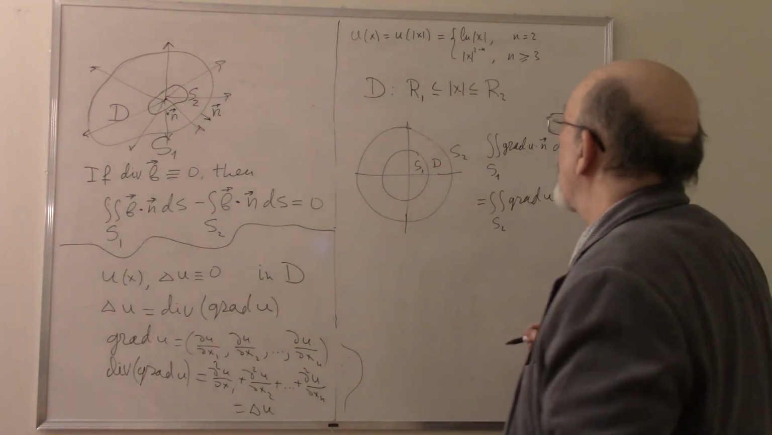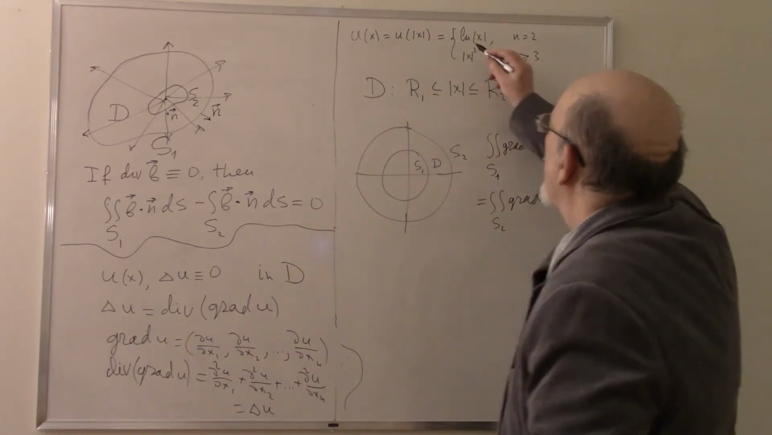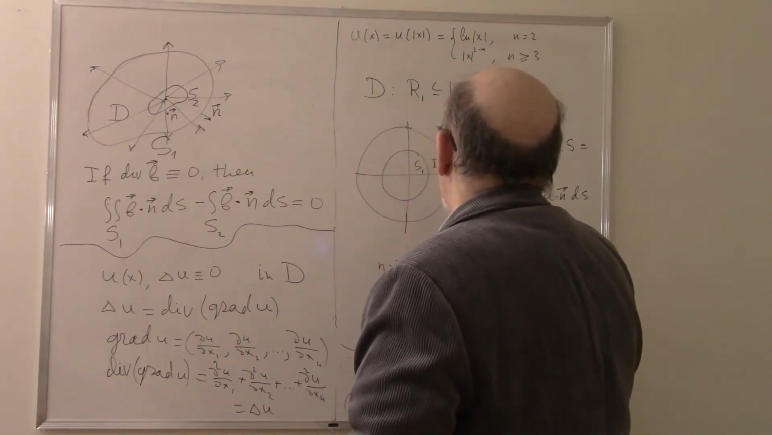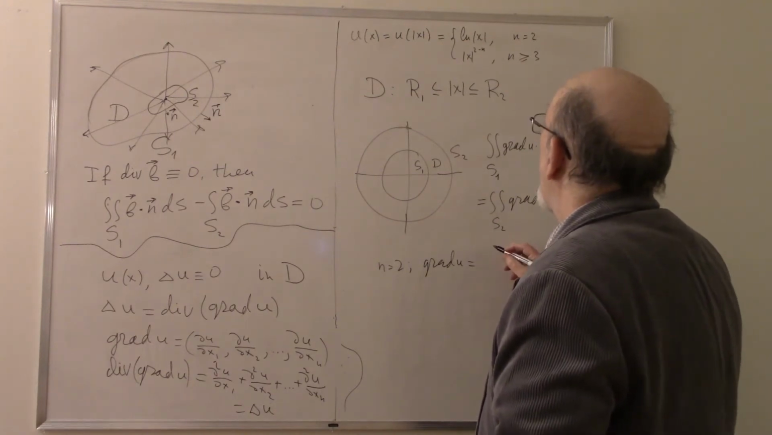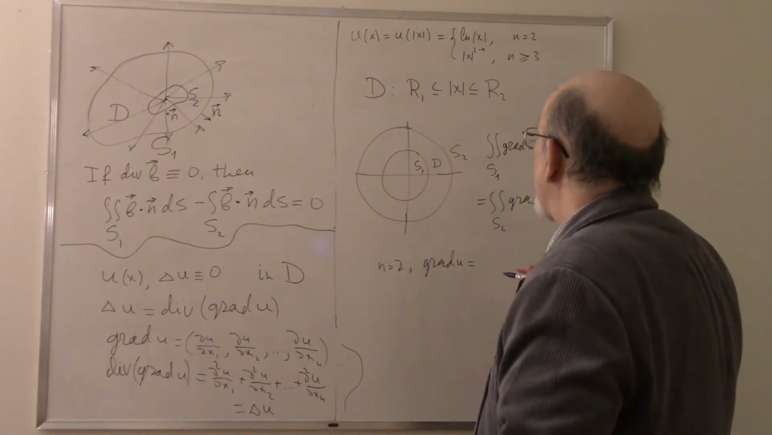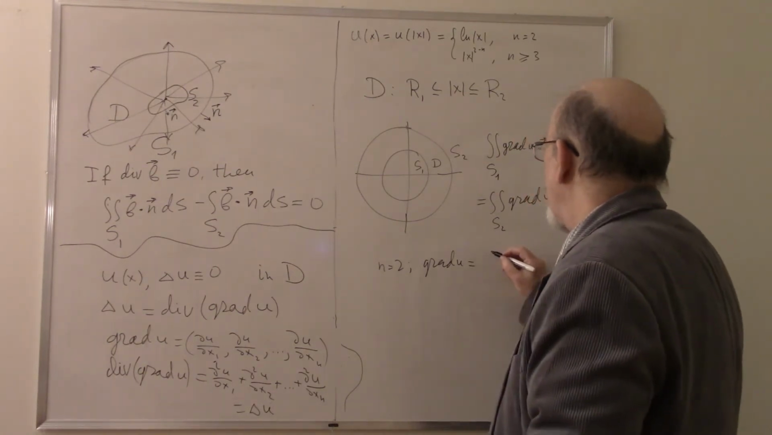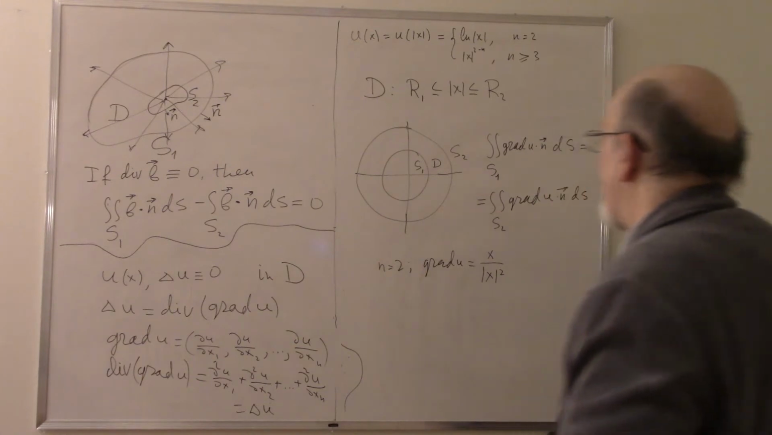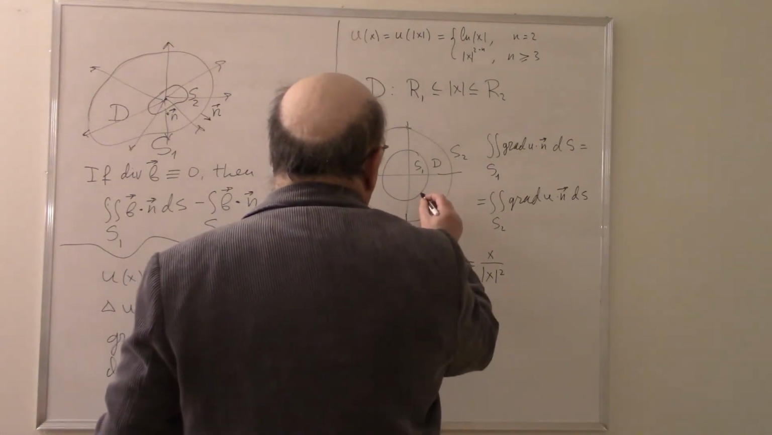Yes, it is easy to verify this, because what is gradient u if n equals 2? First, it's a vector directed along the radius, and second, the length of this vector is 1 over modulus x. So it is x divided by modulus x squared. Yes, 1 over x. So it is this vector.